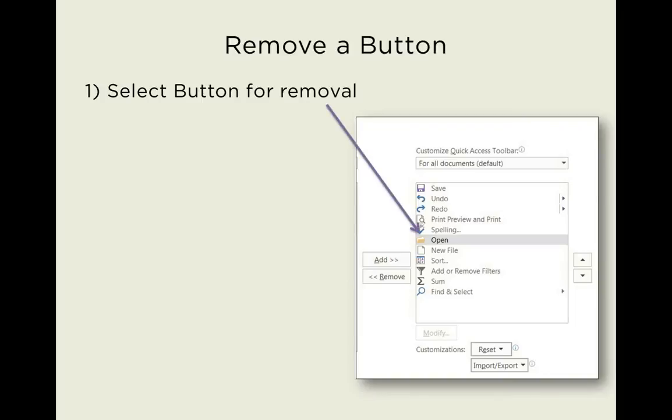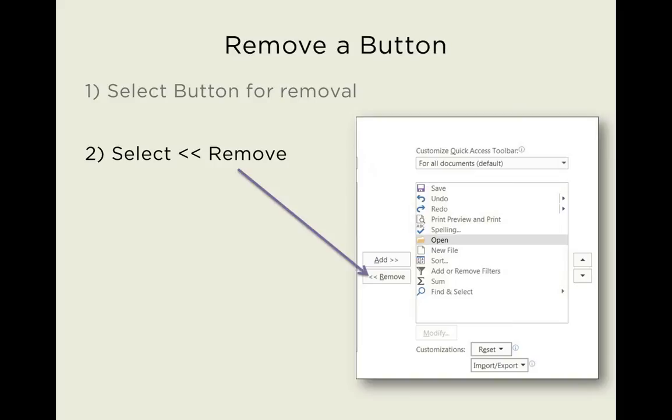The same dialog box can be used to remove buttons from the Quick Access Toolbar. Select a button to be removed, then select the Remove button.